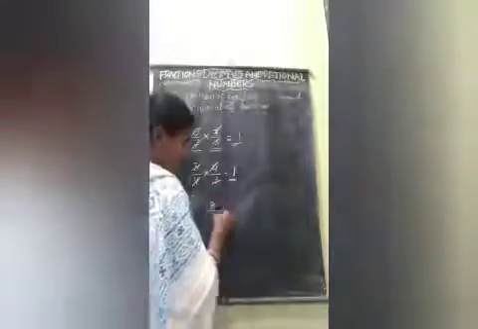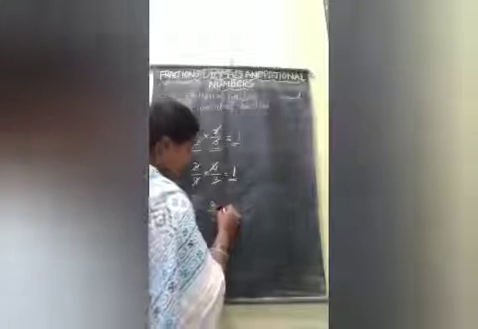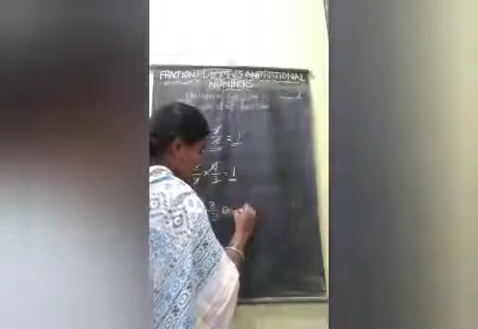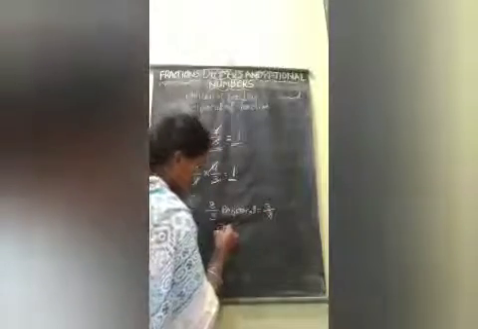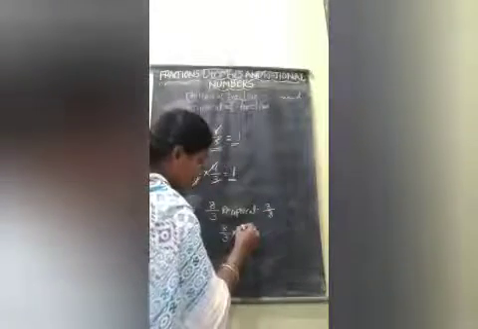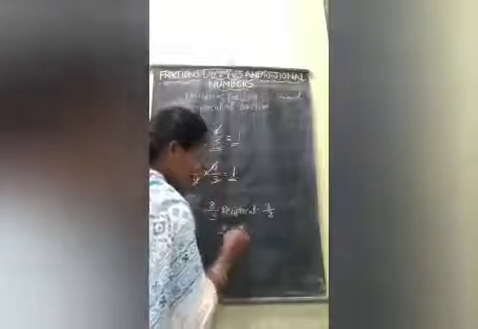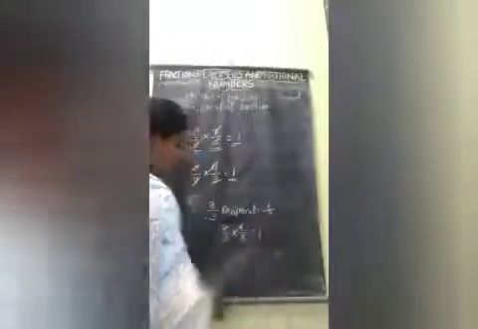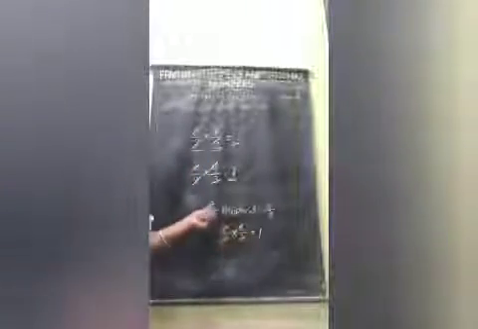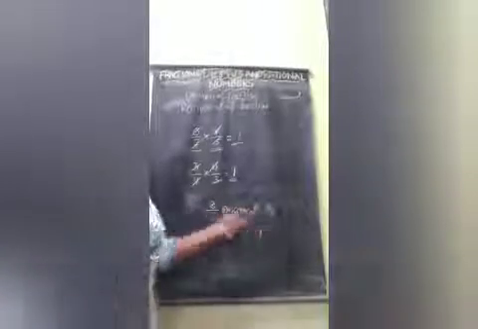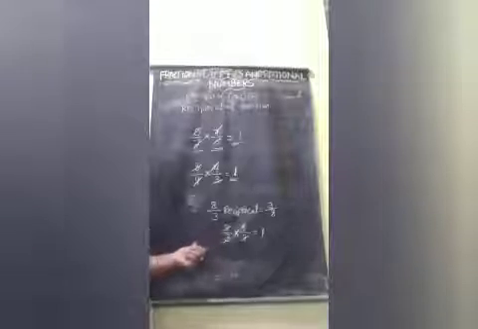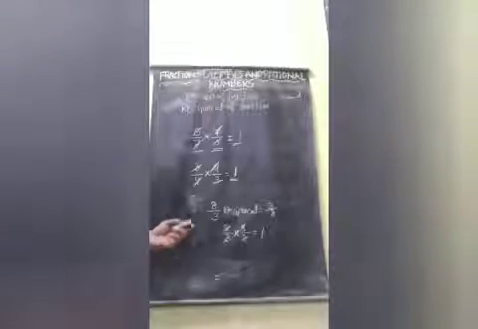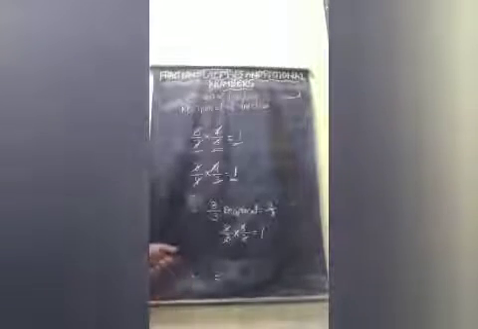You take 8 by 3, the reciprocal of 8 by 3 is 3 by 8. Its product is 1. That's why the reciprocal of 8 by 3 is 3 by 8. The reciprocal of 4 by 9 is 9 by 4. Okay.